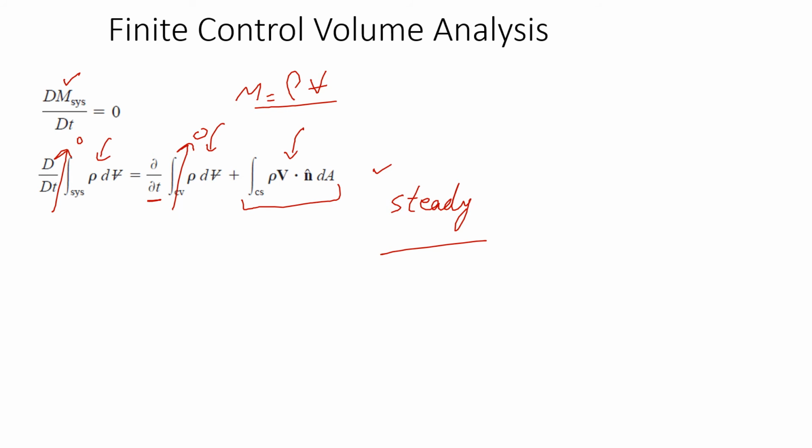So by taking mass as our extensive property, we derived our continuity equation, A1 V1 = A2 V2. This was the continuity equation that we derived by taking mass as our extensive property and putting it in the Reynolds transport theorem and assuming the flow to be a steady flow. So this is what we did, and then we also saw the application of this equation for a certain number of scenarios.